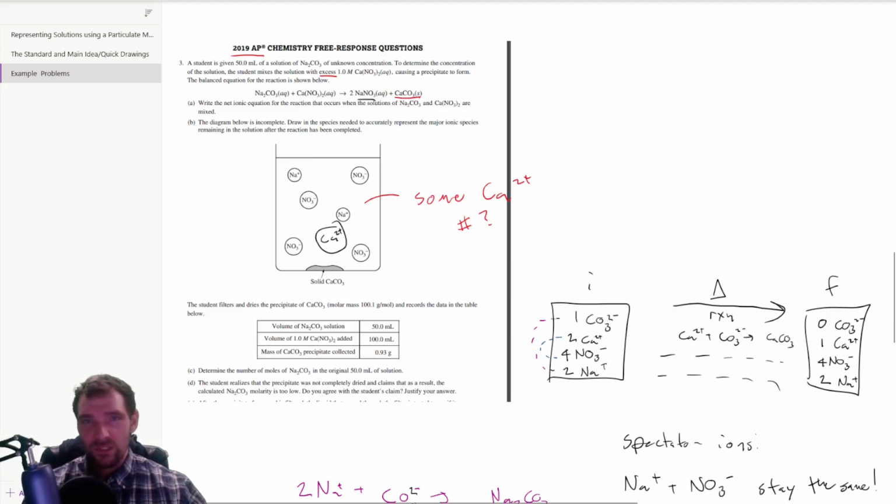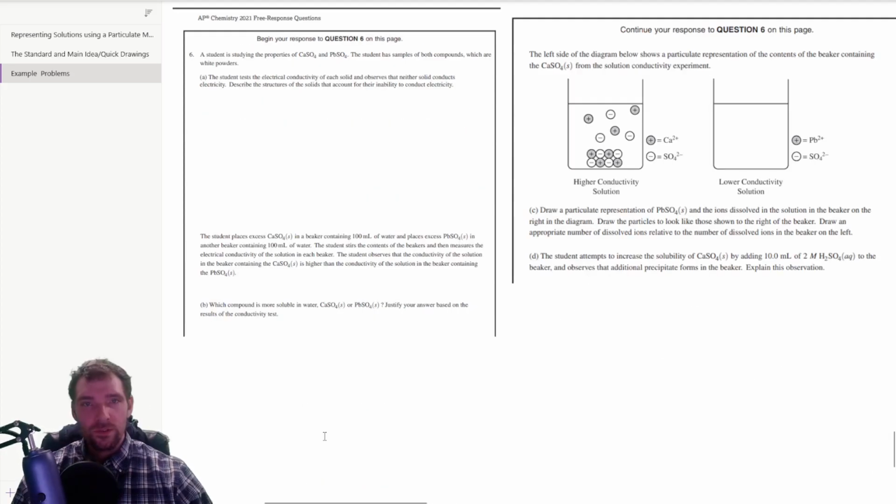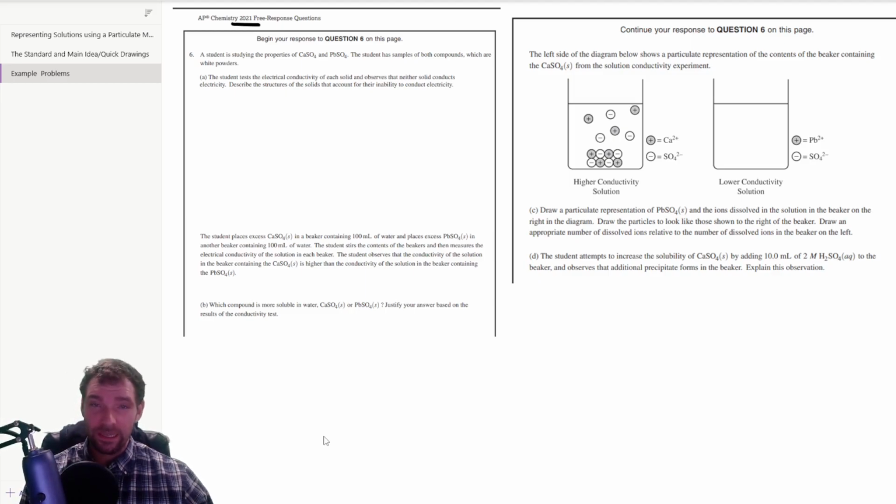There's one more that I wanted to show you that was on a more recent AP exam. It's kind of related. So I also wanted to go over this problem. This is from the 2021 free response, so it's very recent, very likely to come up again. And it's a really good question for getting at this modeling of solutions. So the first couple of questions are conceptual. I'm just going to kind of discuss them. It looks like we've got 2 different ionic compounds, calcium sulfate, and it looks like lead sulfate.